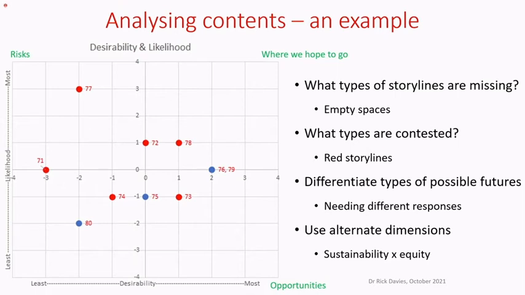The other thing we look at is the extent to which the judgments about the storylines are contested. These are the red ones, which are quite a few in this particular example. We also try and break them up into categories of storylines, and there are four which I'll talk about shortly in the next slide. And the other possibilities of using other dimensions to plot the storylines, for example, how sustainable the events are and how equitable the events are. Very timely, I think.